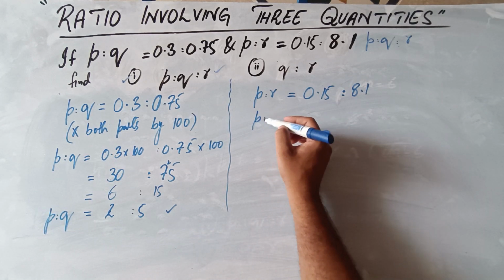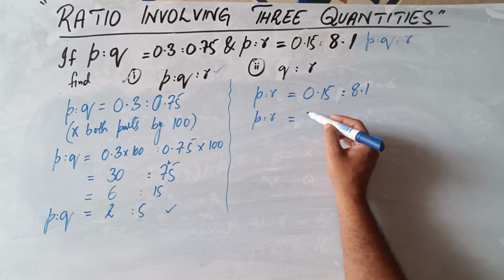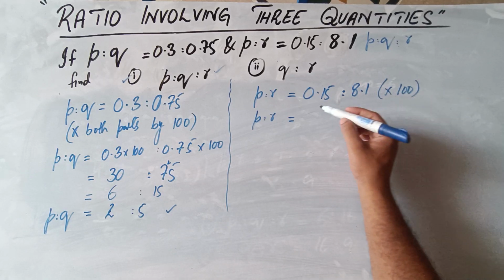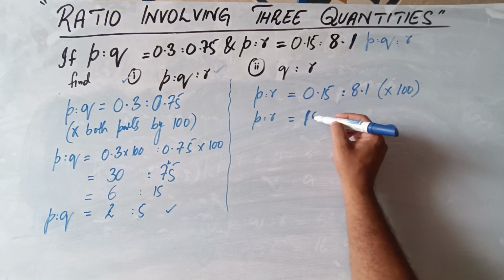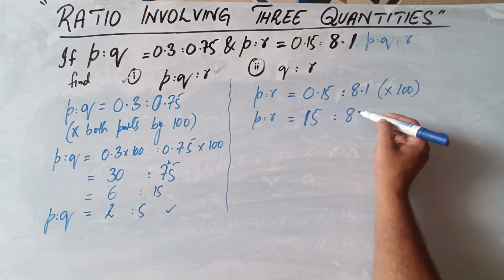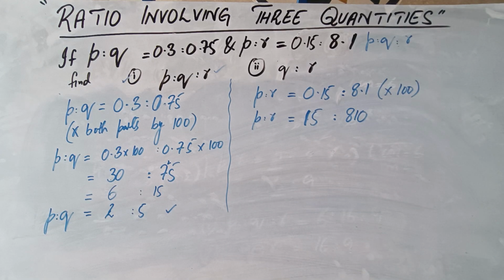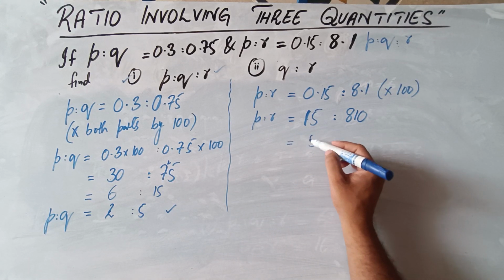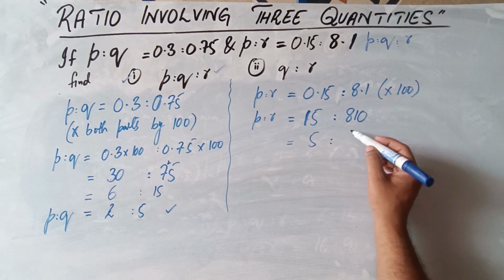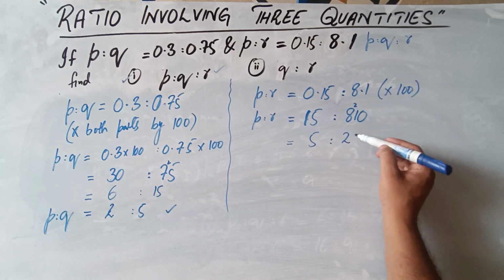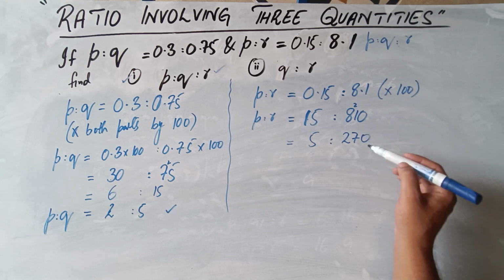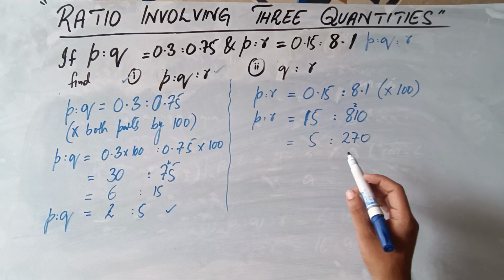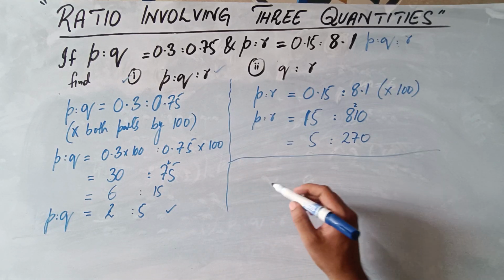Now we will again look at the maximum number of decimal places, multiply by 100 with both parts. So it would be converted into 15 and this would become 810. So now what will happen? They both are divisible by 3. So 3 times 5 is 15. 3 2s are 6, 2 will be carried, 3 7s are 27 and 0 as it is. Now they both are not divisible by any common factor. Now we need to find out the continued ratio between them.